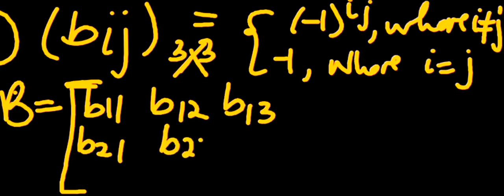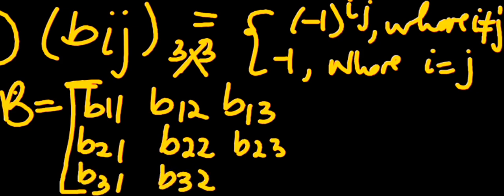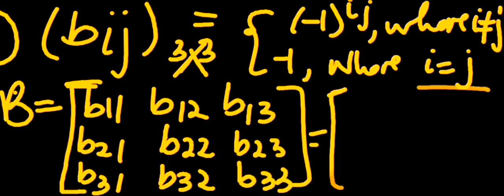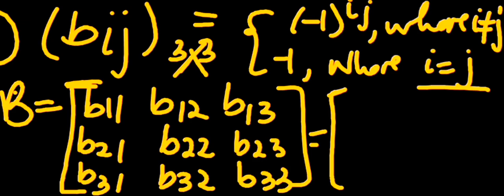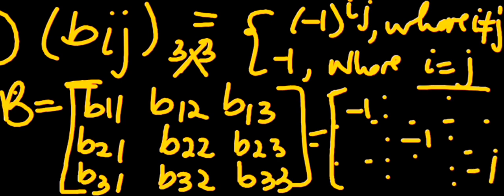It makes you more precise. Some teachers may even give you more marks, and it makes you not make mistakes that are avoidable. Where i is equal to j, we have minus 1 at this position. Minus 1. Third one, minus 1. Good.